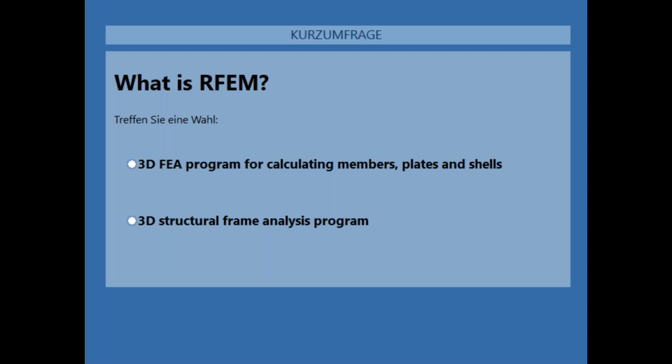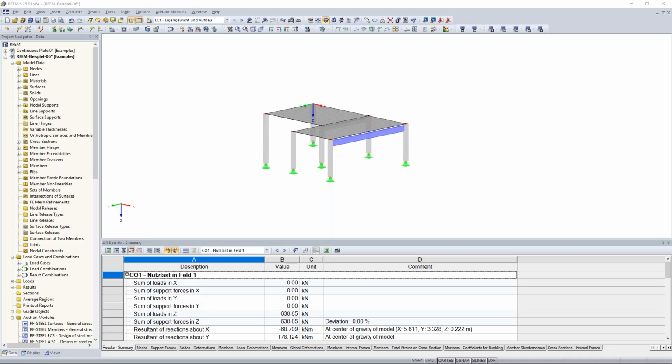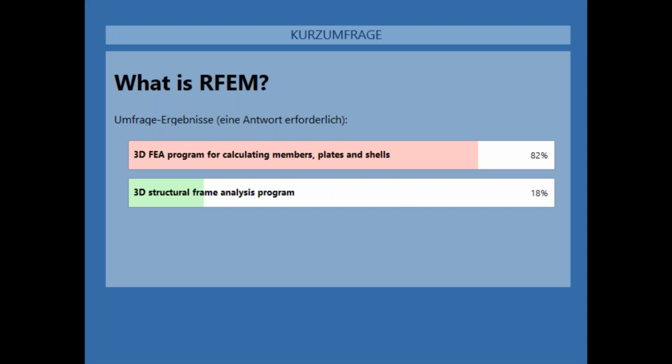Good. Let's close this poll. I show you the results. Exactly. So RFEM is a 3D FEA program for calculating members, plates, and shells. So the first answer is correct.